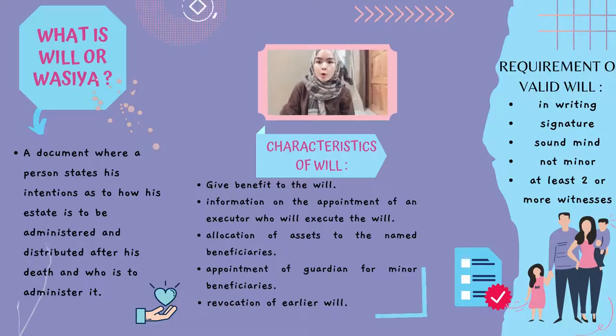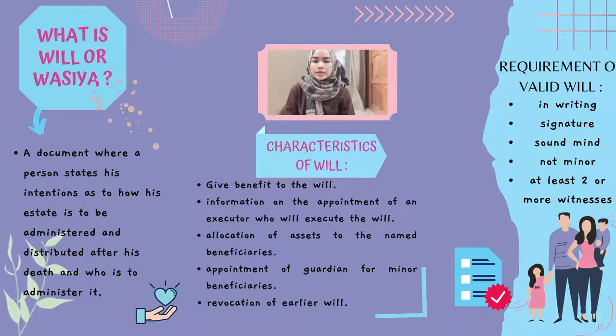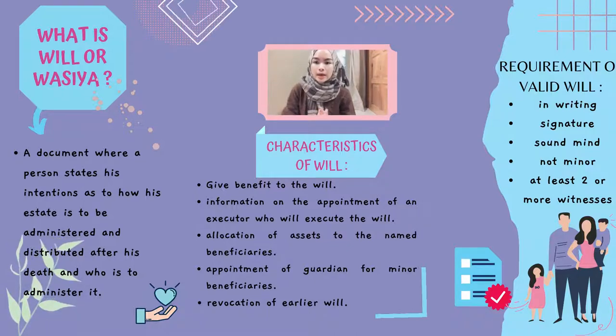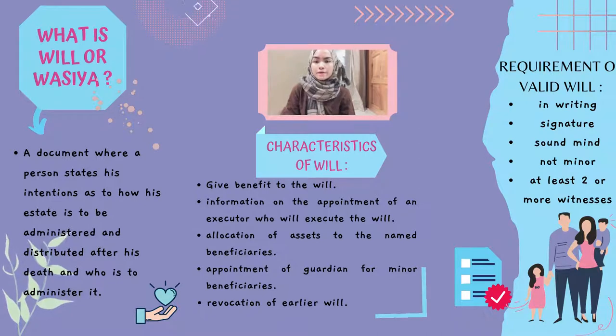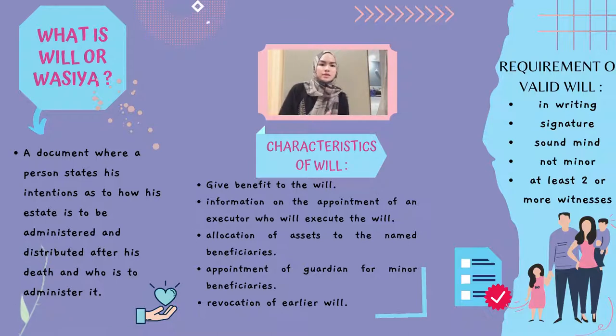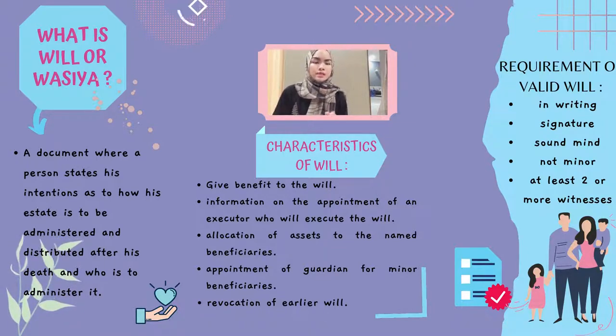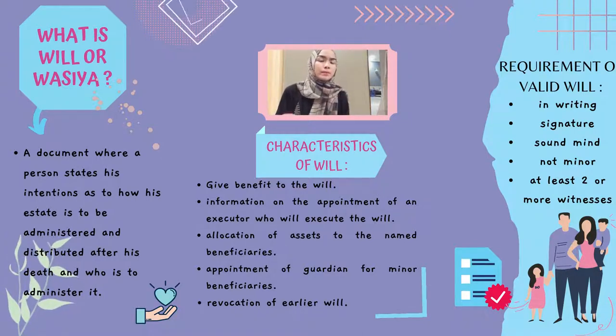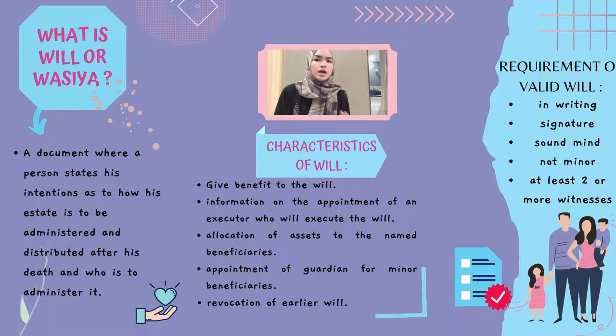So what is a will, or wasiat? A will is a document where a person states his intention as to how his estate is to be administered and distributed after his death, and who is to administer it. Characteristics of wills: it must give benefit to the beneficiary, information on the appointment of an executor who will execute the will, allocation of assets to the named beneficiaries, appointment of a guardian for minor beneficiaries, and revocation of earlier wills.